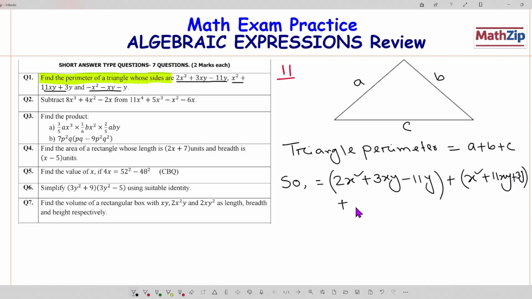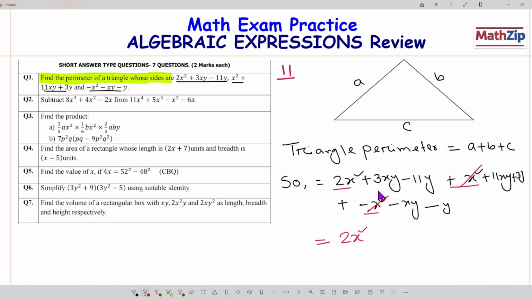And then minus x square minus xy, then minus y. So this is the summation. So actually no need this bracket, right? No need this one. Just simple summation. 2x square plus x square minus x square. So plus x square minus x square out, we can write 2x square.